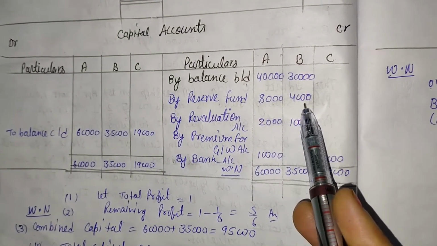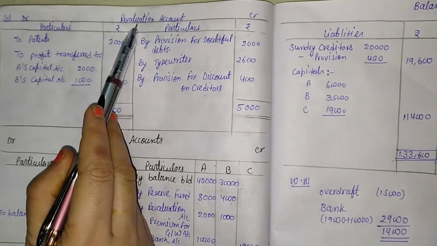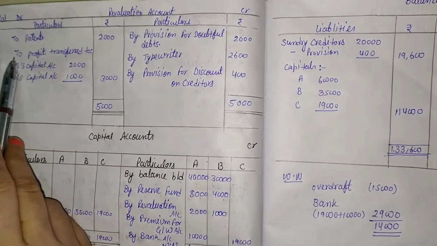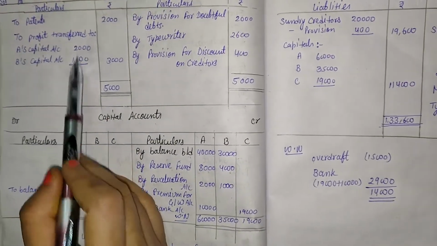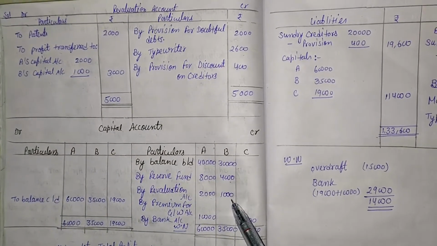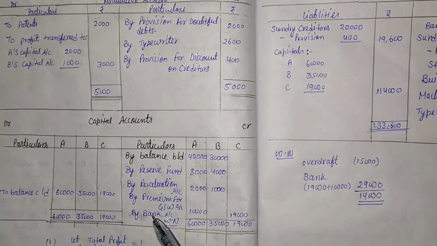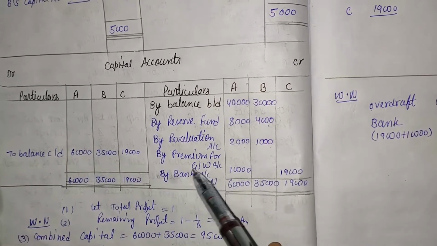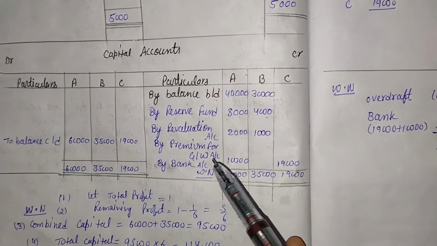Then the next information we can take from the revaluation account. Here in the revaluation account we find out that there is a profit balance, and it also comes on the opposite side. So the debit balance comes on the credit side by the name of revaluation account, rupees 2000 and 1000. 2000 in A's column and 1000 in B's column. Then in the additional information, one point is given that the new partner brings his share of goodwill in cash. We can mention that by premium for goodwill, rupees 10,000, given by the new partner.